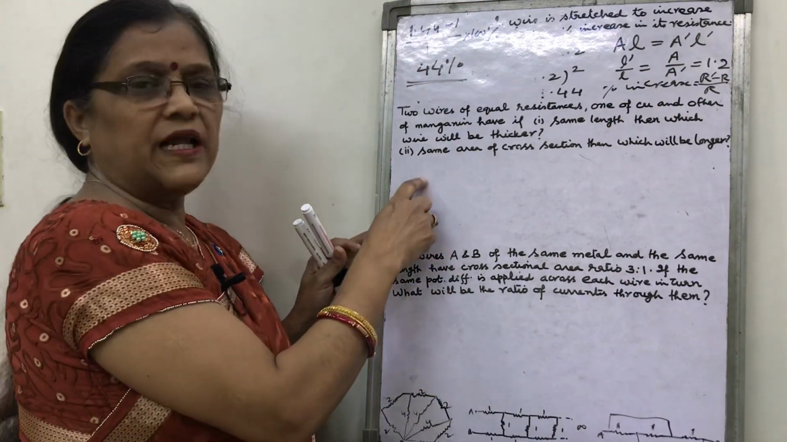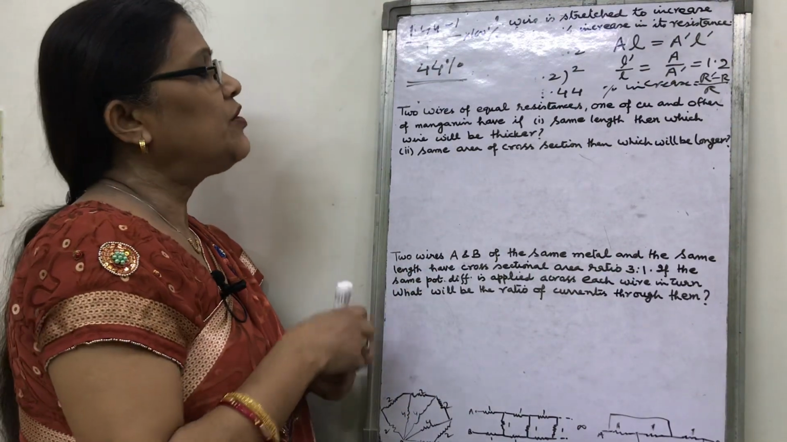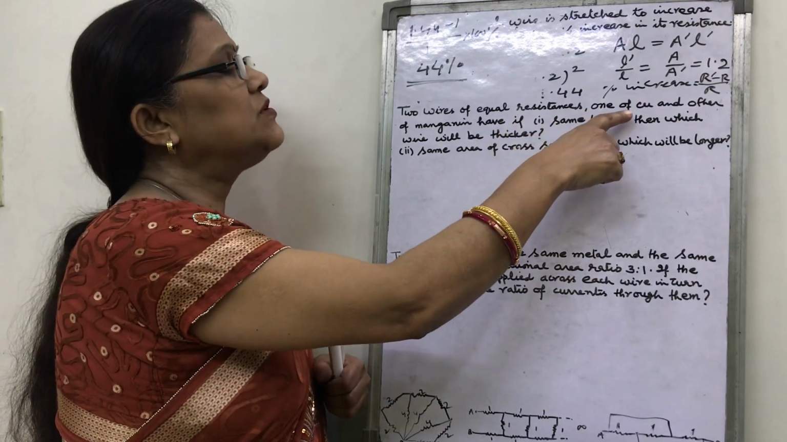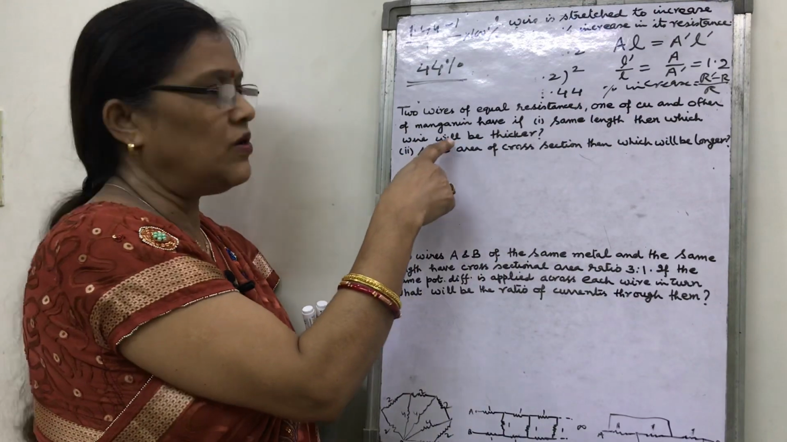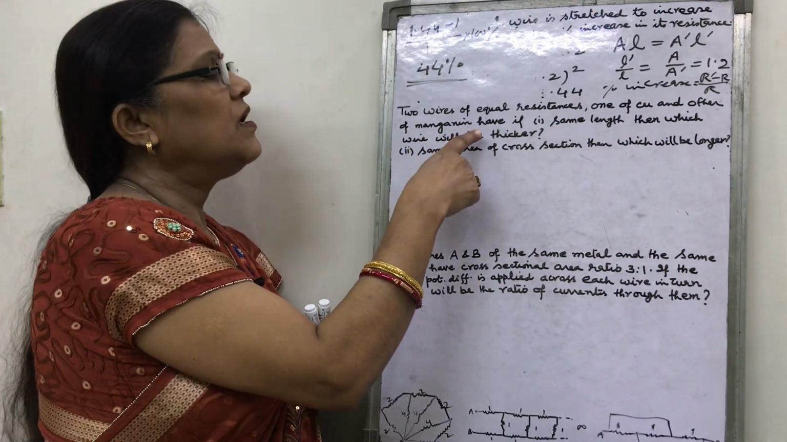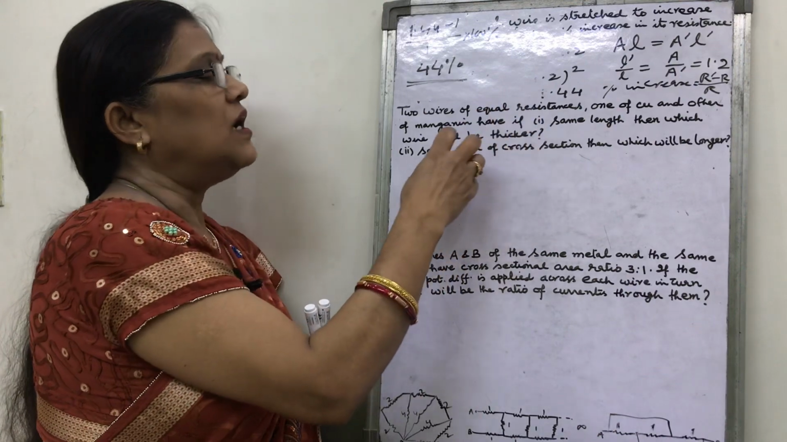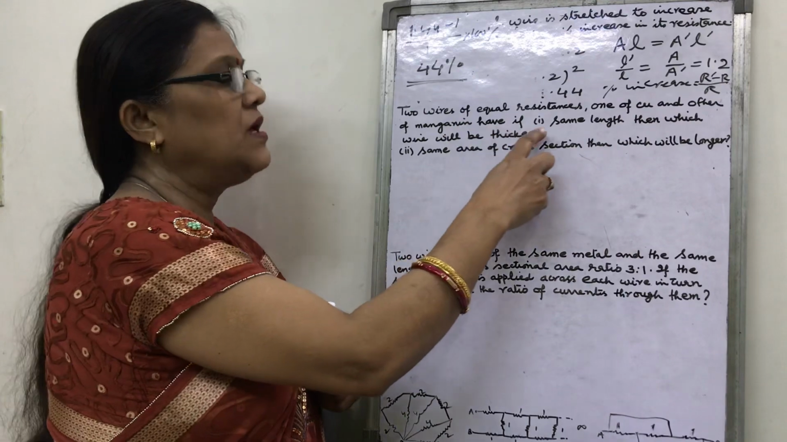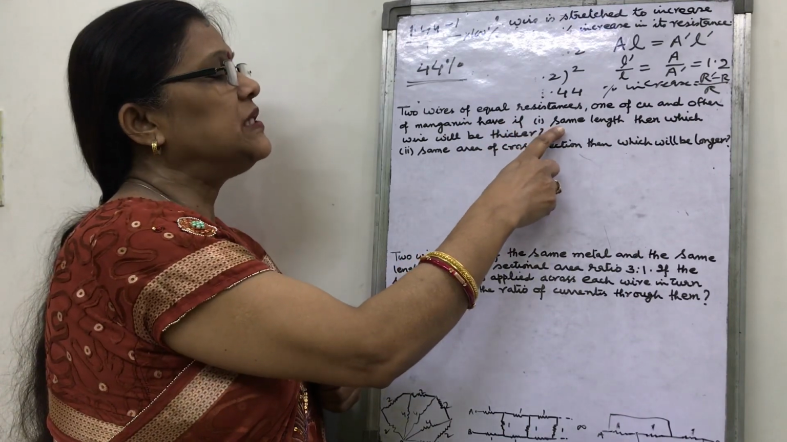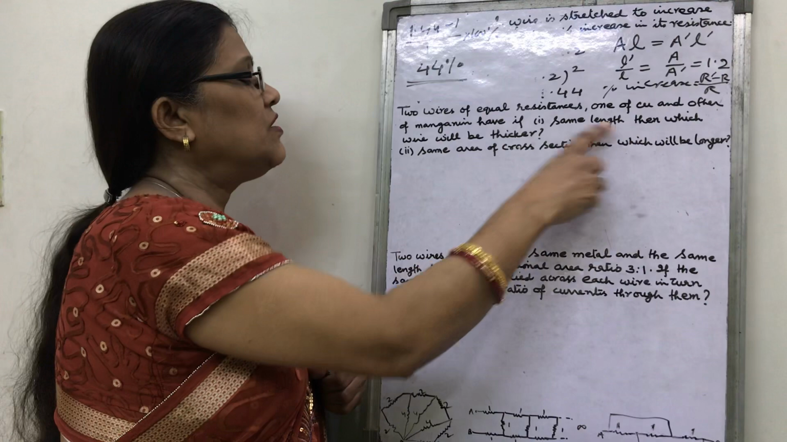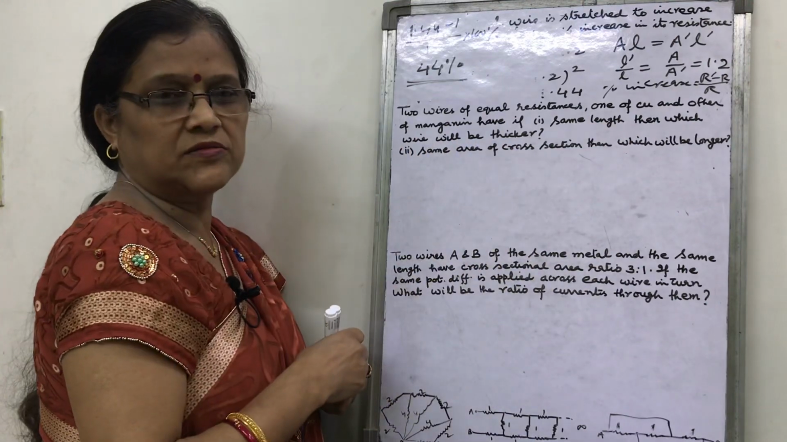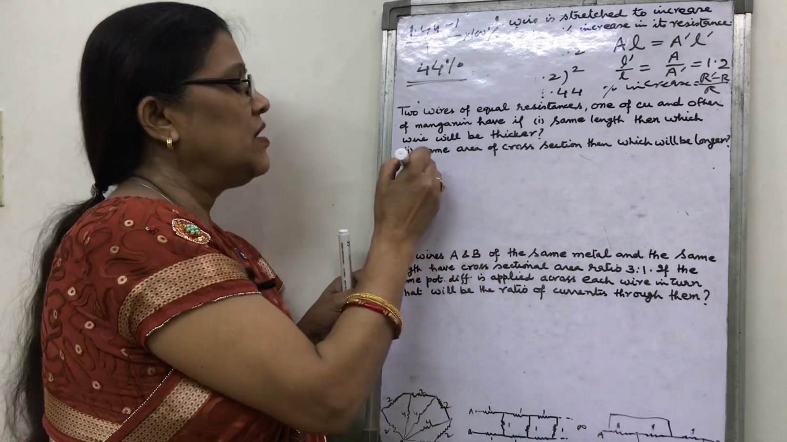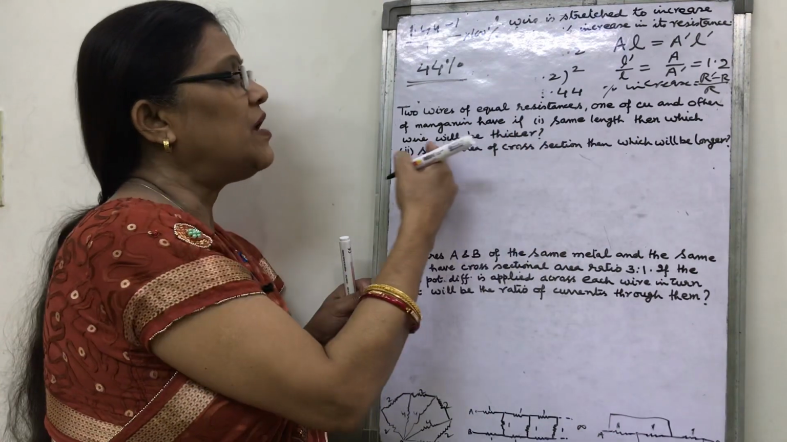Now in the next question, there are two wires. They are of equal resistances, but one is of copper and the other is of some alloy like manganese. So their resistances are the same, and the materials differ: one is copper and the other is manganese. If the first part of the question says they have the same length, then which wire will be thicker?